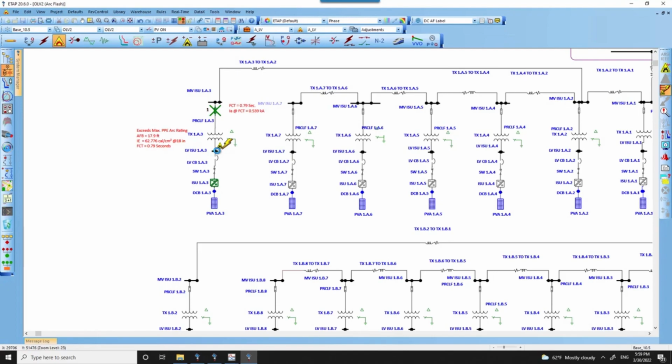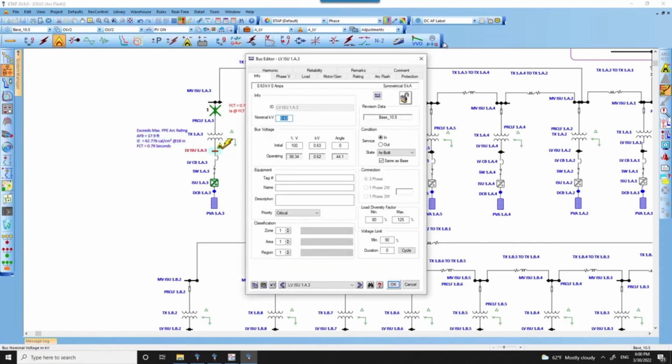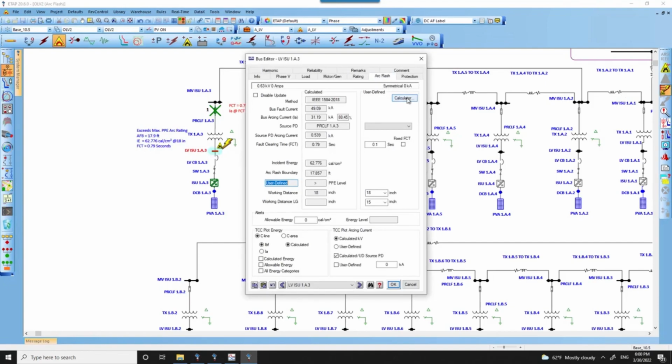We did provide some suggestions with actual mitigation techniques based on working distance. In order to vary the working distance as a solution for mitigating the incident energy, we used our tools in ETAP to explain to the client how much the incident energy would differ. To evaluate different what-if scenarios without running ETAP every time, we made use of the Arcflash power calculator tool available in the Arcflash page of the bus editor.